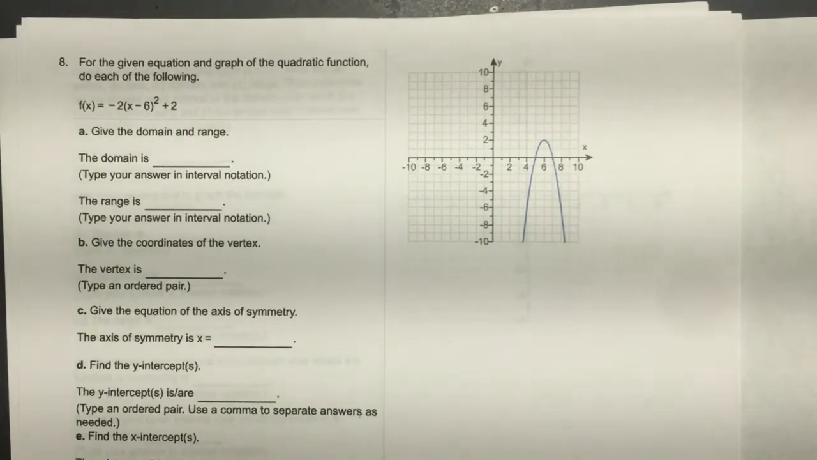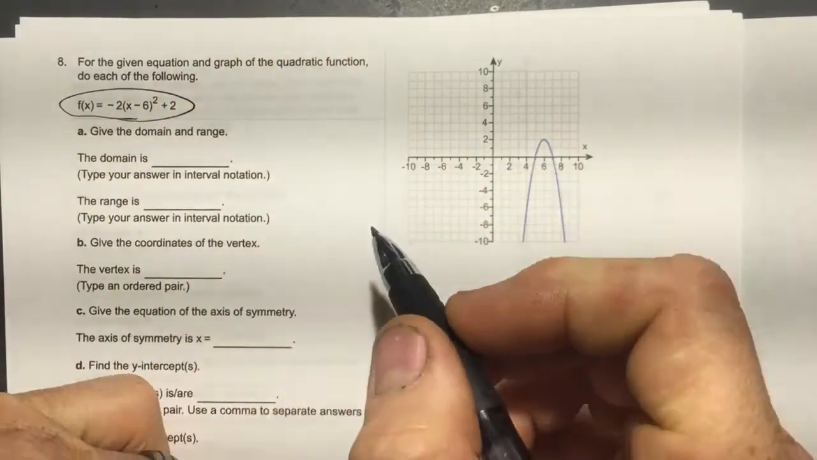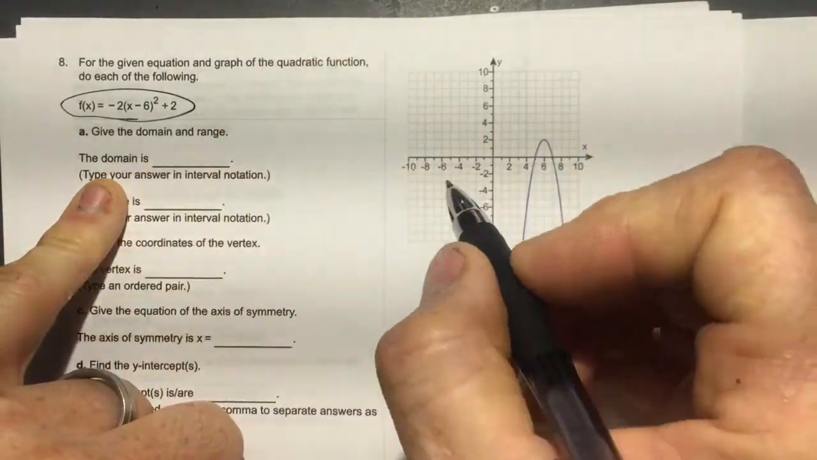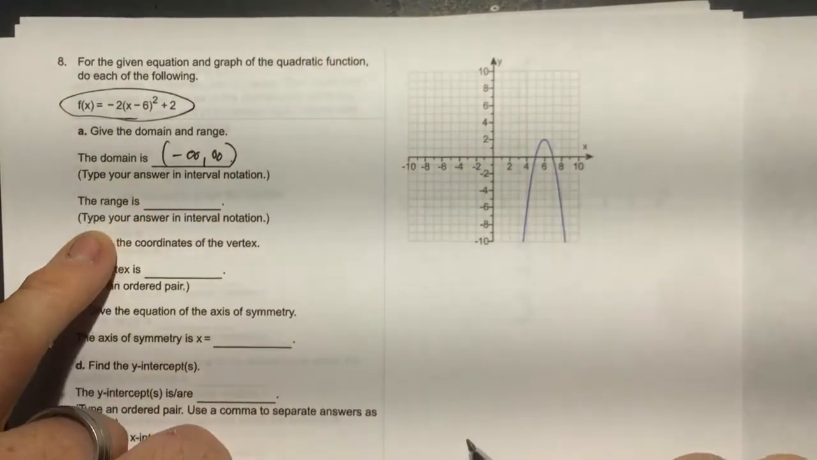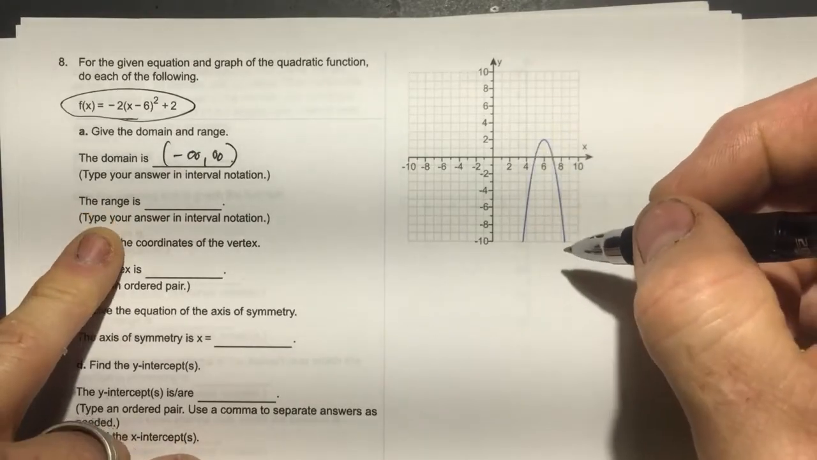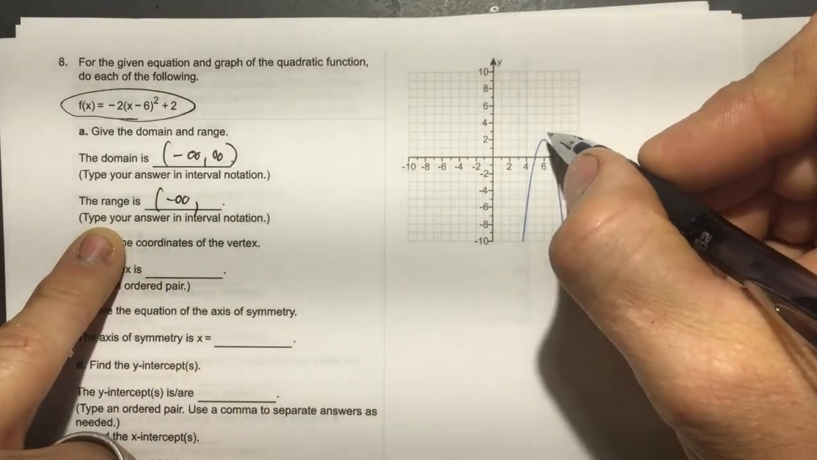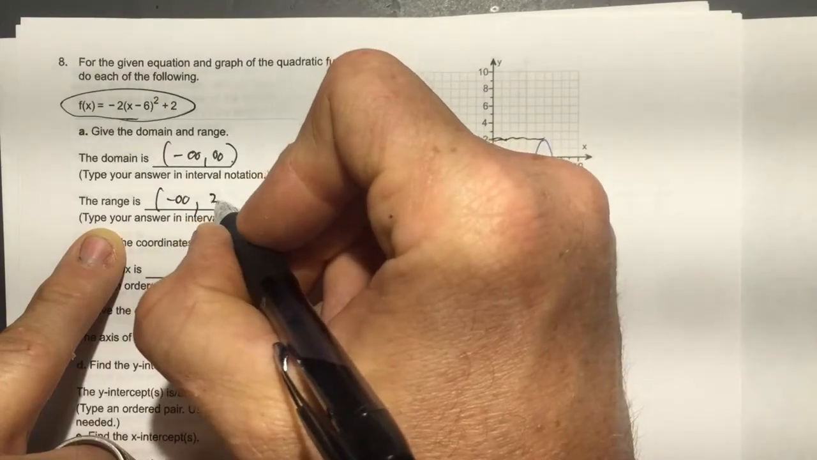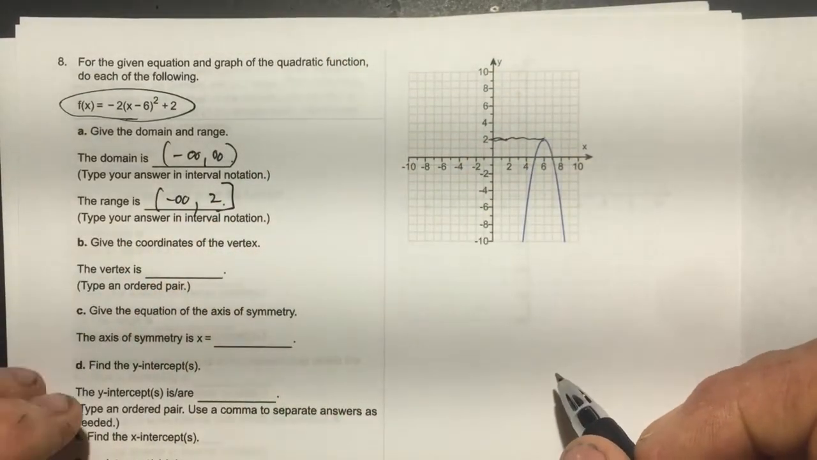All right, now this is number 8. So we see our equation here, our function, and here's the graph. Give the domain and range. All right, every one of these is negative infinity, positive infinity, as I said a while ago. The range, all right, now this one's going concave down. So the lowest value it goes is negative infinity. The highest value, it looks like right there, 2. Right there, 2. And it does include it, so you'll always have a bracket like that.